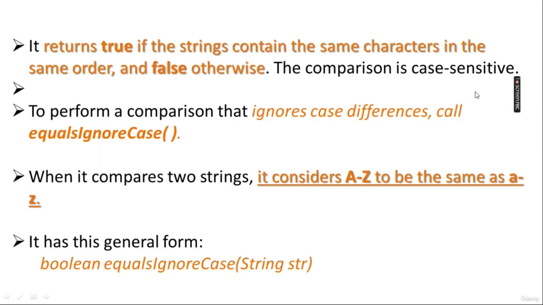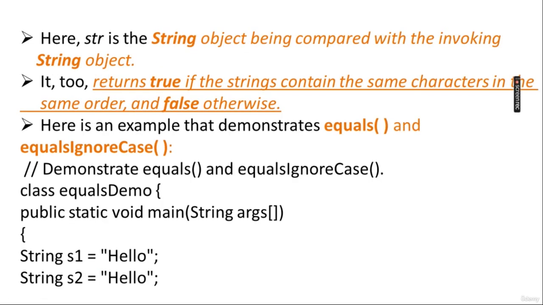So first string dot equals second string, it will compare the equality. It returns true if the strings contain the same characters in the same order and false otherwise. The comparison is case sensitive. So same characters, same order, meaning an exact match, then it will return true. When it compares strings, it considers a to z to be different from A to Z. In equalsIgnoreCase, the case differences are ignored. It has the general form boolean equalsIgnoreCase(String str). Here str is a string object being compared with the invoking string object, as in the previous example. It too returns true if the strings contain the same characters in the same order and false otherwise.